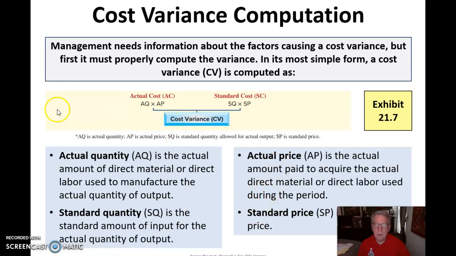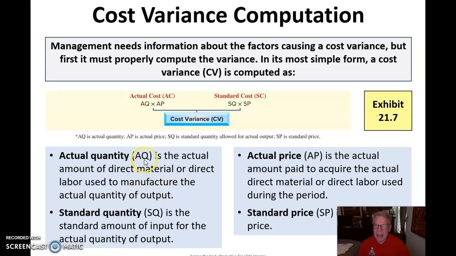So here, the management needs information about the factors causing that cost variance. But first, of course, it must properly compute the variance. In its most simple form, then, the cost variance is simply the actual quantity times the actual price. That's going to be the actual cost. The standard cost will be the standard quantity times the standard price. And then we'll see which one is bigger, and we'll compute the cost variance. Pretty easy so far, right?